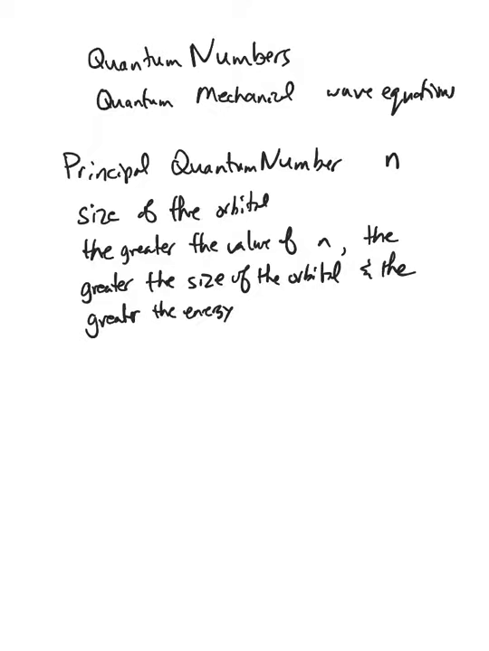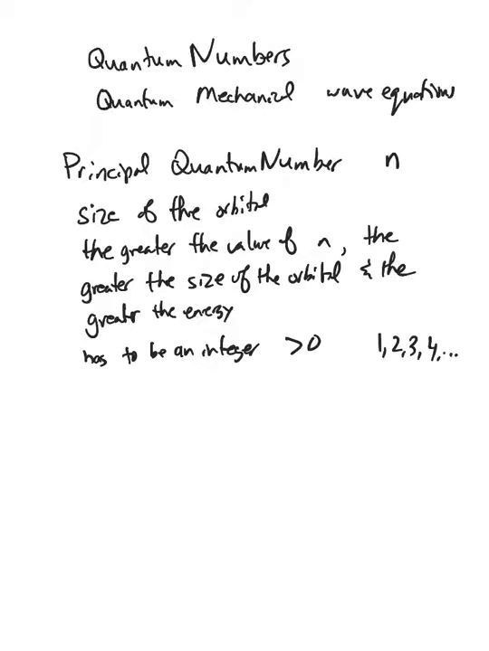Principal quantum number has to be an integer that's greater than 0. So it can be 1, 2, 3, 4, etc. So that's the principal quantum number.